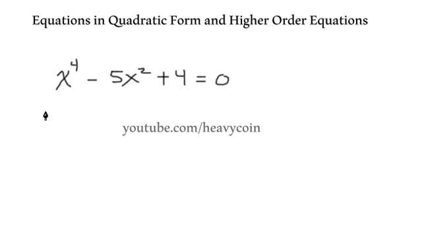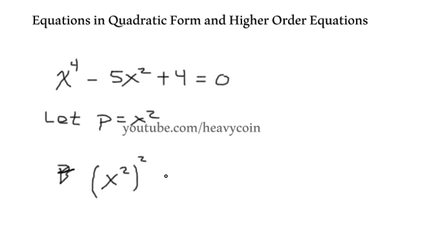Now this is what we're going to do. I'm going to let p equal x squared. Okay? And so p is equal to x squared. Actually, before I write that, let's do this. We have x squared. I'm going to rewrite this term here: x squared raised to the second power minus 5x squared plus 4 is equal to 0.